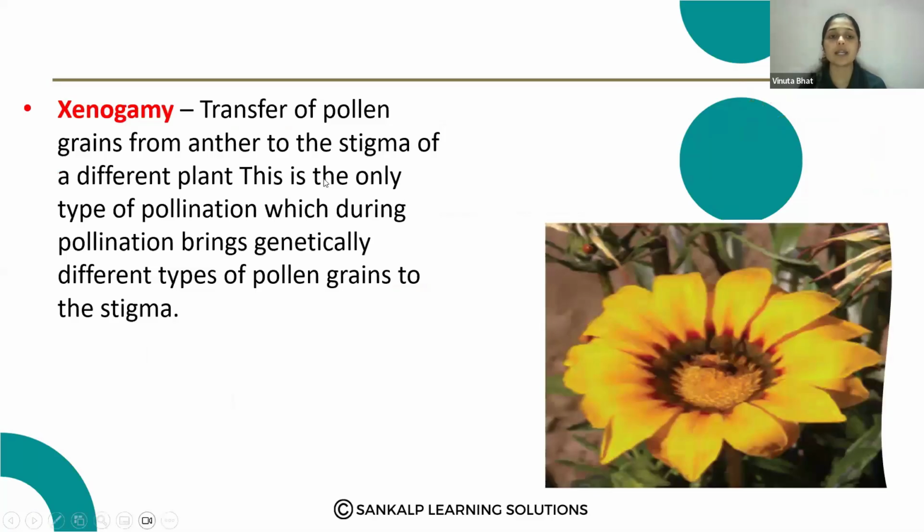Then the third type is xenogamy. What is xenogamy? It is the transfer of the pollen grains from the anther to the stigma of a different plant, not the same plant. This is the only type of pollination which brings genetically different types of pollen grains to the stigma. So the genetically different types of pollen grain are transferred to the stigma, and that is called xenogamy. So these are the main three types of pollination: the first one autogamy, the second one geitonogamy, and the third one xenogamy.